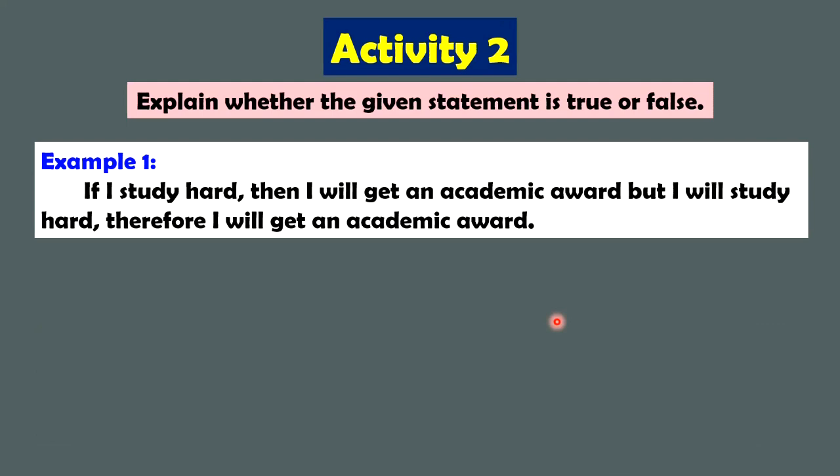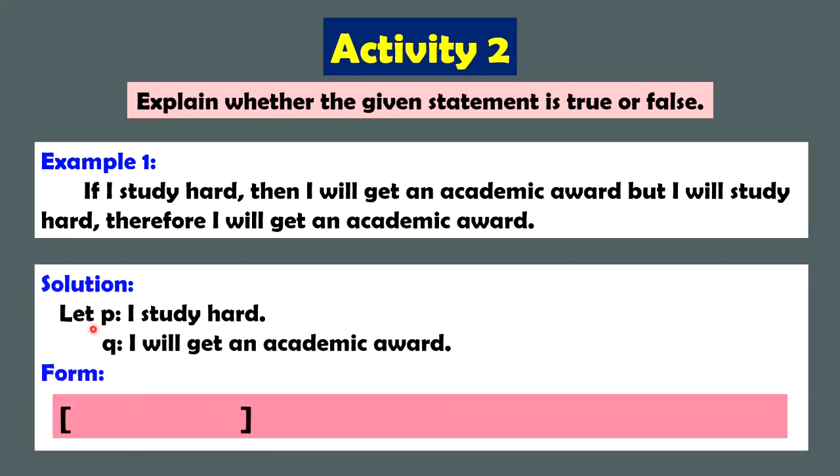Okay, let's move on to activity number 2. For this activity, we're going to explain whether the given statement is true or false. To be able to explain the given statement better, we're going to write it into symbols. That's how it is in logic: we try to write everything in terms of symbols so we can see the pattern. Let statement P be "I study hard," and Q be the statement "I will get an academic award."